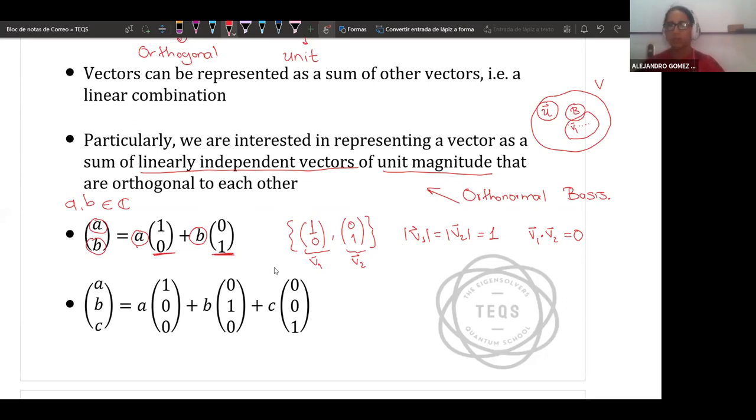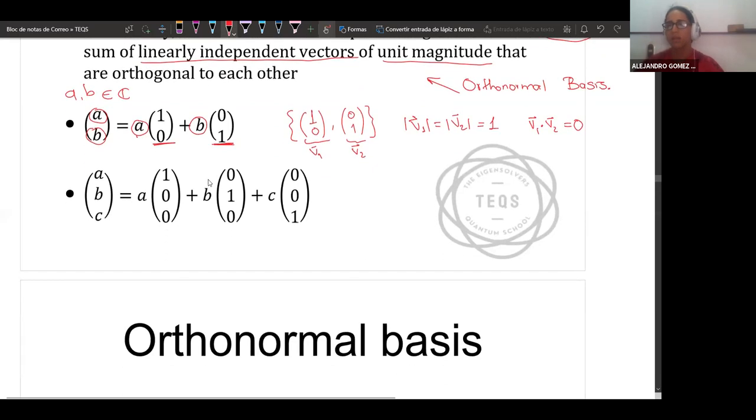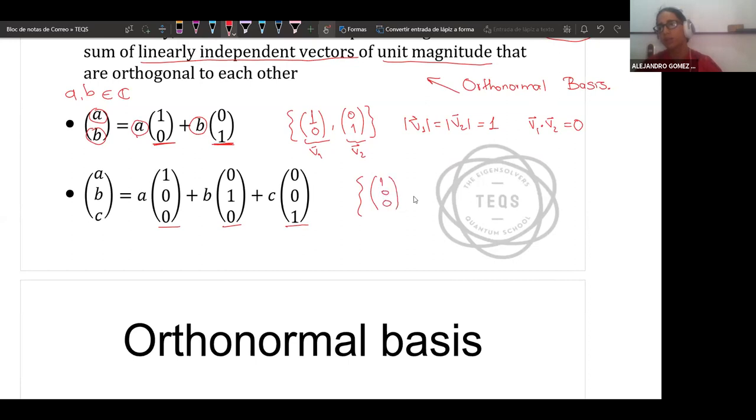We can work an example in three dimensions, but it's actually the same thing. If we have three components, we will have three vectors. So we have this set, (1, 0, 0), (0, 1, 0), (0, 0, 1). These vectors are of unit magnitude and you can compute the dot product of them, and it's going to be zero. So they're orthogonal and of unit magnitude, and therefore it's an orthonormal set. And that set is enough to represent a vector of three components. So, well, that's an orthonormal basis.